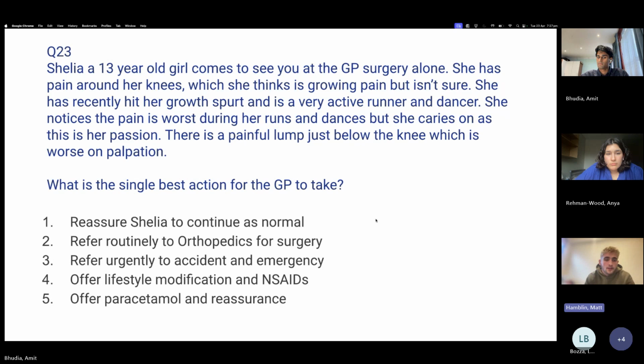Okay, so Shelia, a 13-year-old girl, comes to see you at the GP surgery alone. She has pain around her knees, which she thinks is growing pain, but isn't quite sure. She's recently hit her growth spurt and is a very active runner and dancer, and she notices the pain is worse during her runs and dances, but she carries on as this is her passion. There's a painful lump just below the knee, which is worse on palpation. What is the single best action for the GP to take?